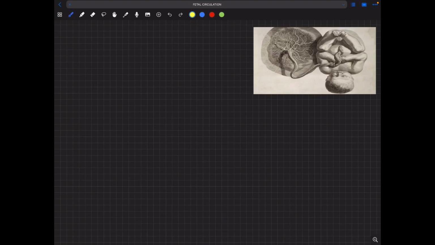So in this video, we are going to discuss fetal circulation. This is the placenta. This is the umbilical cord. This is the fetus. We'll start from the placenta.